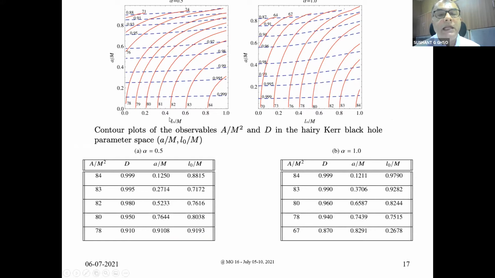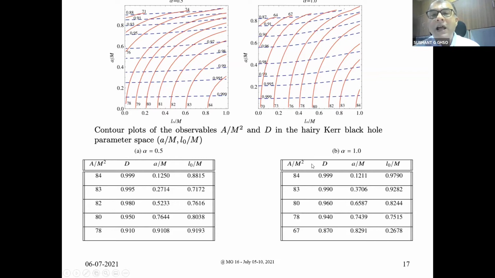Capital A is the area, D is the distortion, and A in the L0 plane is the rotation, and L0 is the hairy Kerr black hole. If you take the intersection, it will determine uniquely the parameters associated with the black hole shadow. If you see in the table, for given A and D, you can easily find A and L0. A is the rotation parameter, L0 is the hairy Kerr parameter.